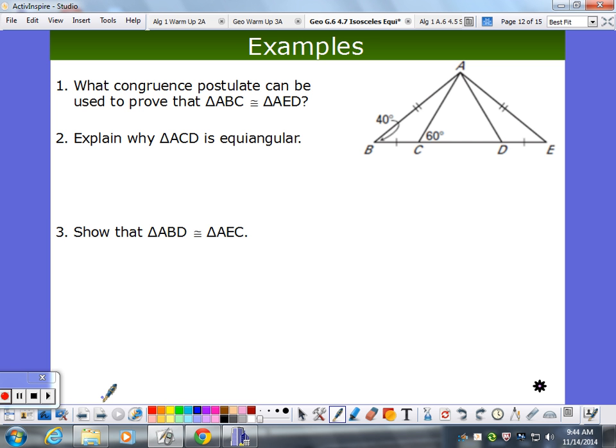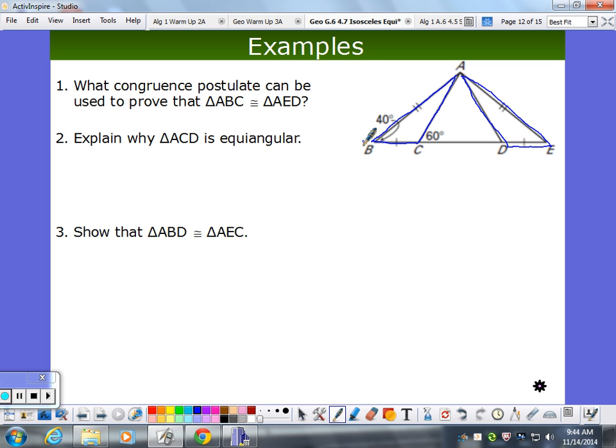Okay, let's try this next one here. What congruence postulate can be used to prove triangle ABC, that's this guy, is congruent to AED? That's this guy. And let's think a little bit here. What do you think, Julie?